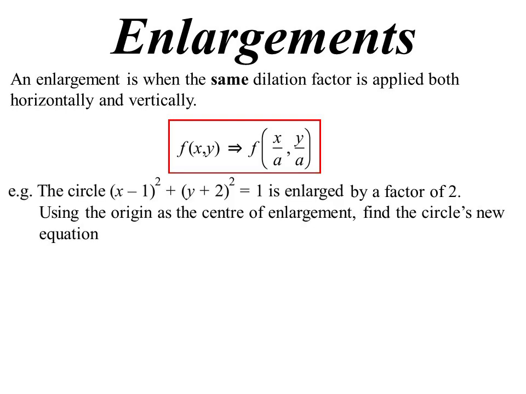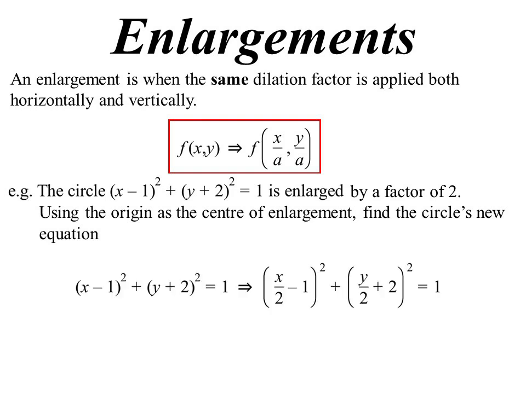Our circle, x minus 1 squared plus y plus 2 squared equals 1, is enlarged by a factor of 2. Now this works when it's the origin as the centre of enlargement. Find the circle's new equation. So everywhere I see an x, I'm replacing it with x on 2. Everywhere I see a y, replacing it with y on 2. Play with that, and eventually we get this. Now notice they didn't actually say draw it. They just wanted the new equation. So x minus 2 squared plus y plus 4 squared is equal to 4.